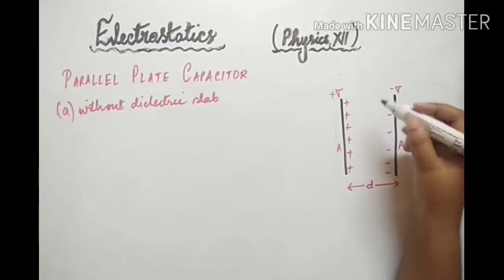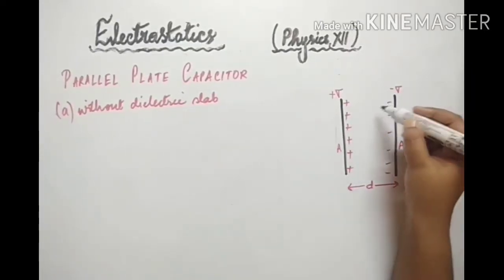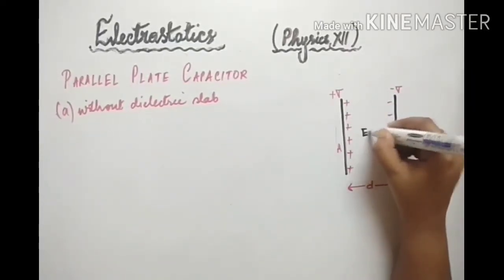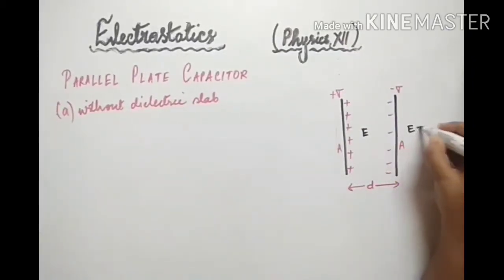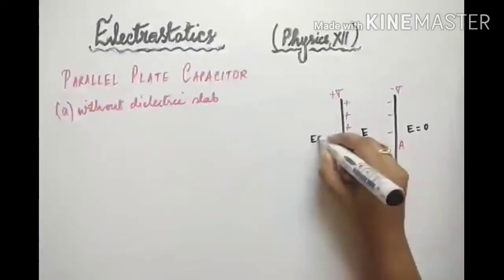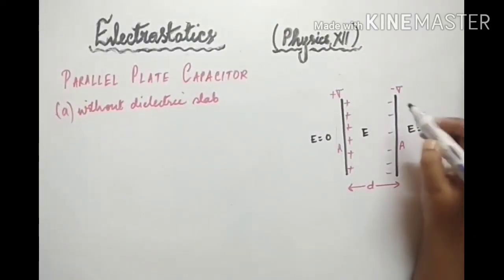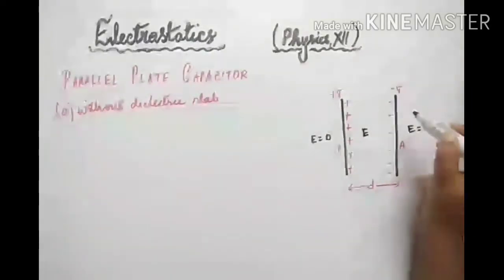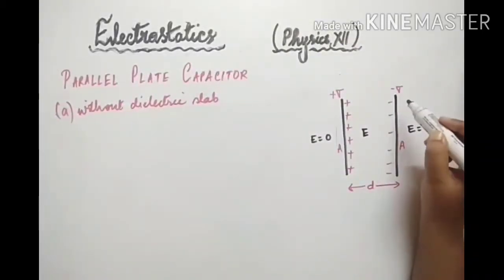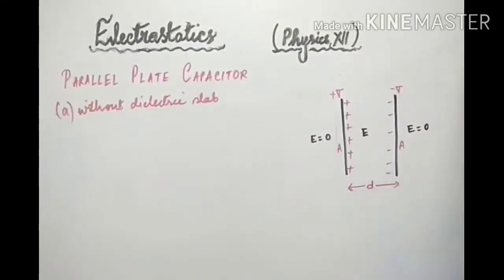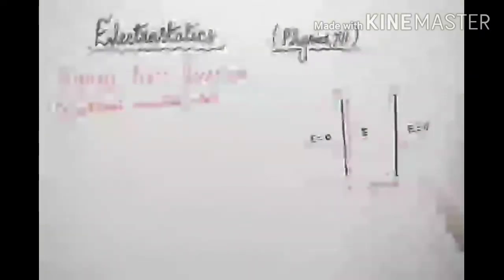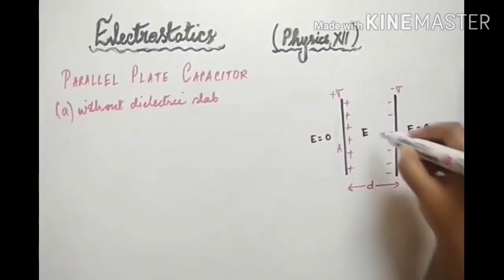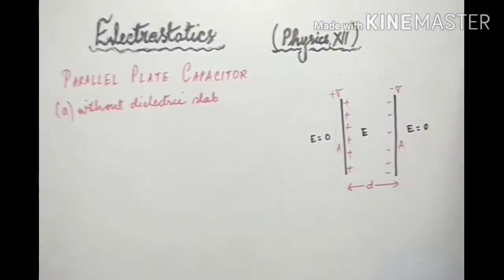So here electric field will be developed. The electric field will have a value in between the plates, but it won't have any value outside the plates. Why? Because we have learned that whenever we take oppositely charged plates of similar charge densities but of opposite signs, the electric field exists only inside the plates and not outside.